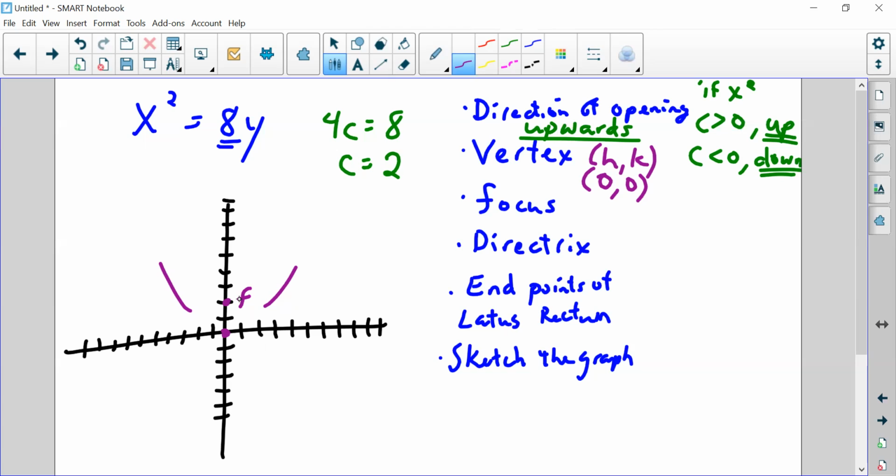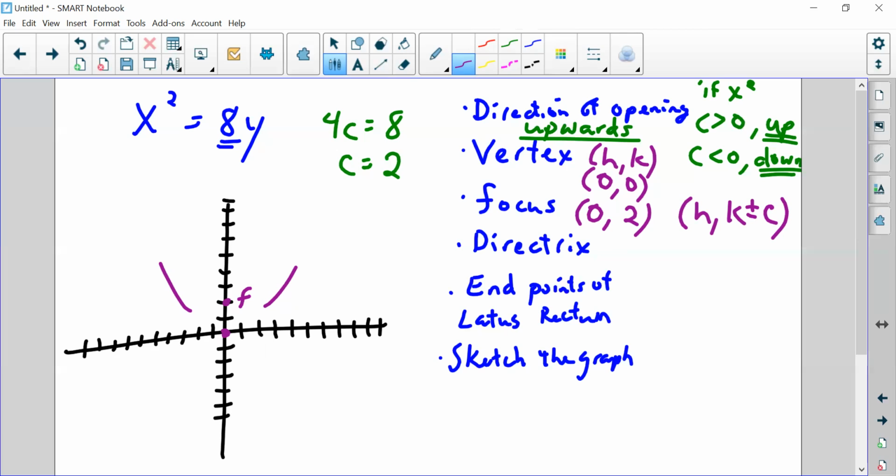So just looking at my graph, I see that my X value is still 0 and my Y value is 2. Now, if you like formulas to find this focus, this would be (H, K plus or minus C), depending if it's opening up or down. So that's the formula. I do the visual, I don't use the formula, but that's the formula if you want to use it for figuring out your focus.